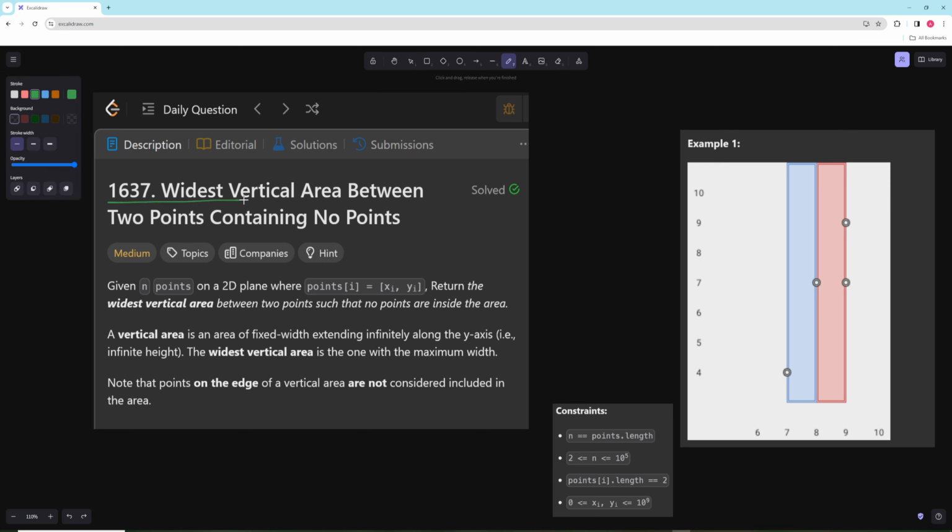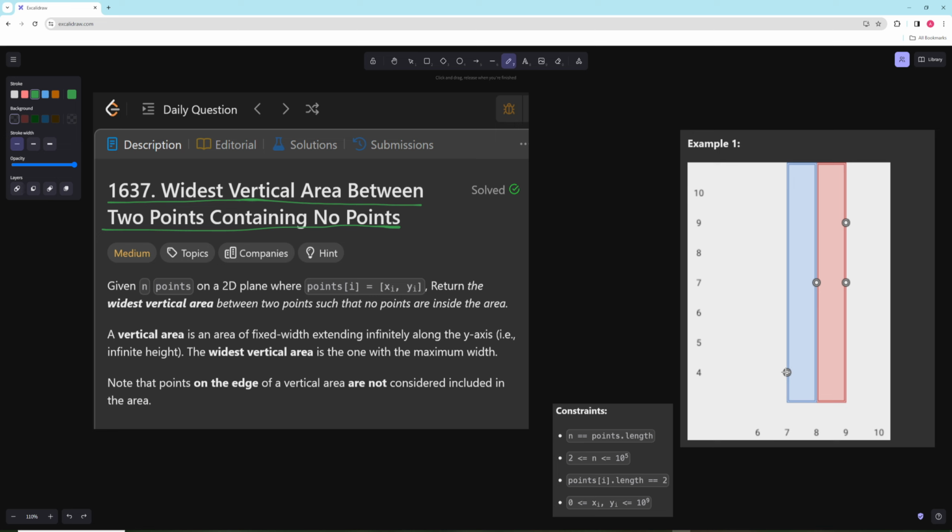In this video we're going to be doing widest vertical area between 2 points containing no points. In this problem you're given points that are x and y points, and you want to return the widest vertical area between 2 points such that no 2 points are inside the area. A vertical area is a fixed width extending infinitely along the y-axis, and the widest vertical area is the one with maximum width. Note that the points on the edge of a vertical area are not included in the area.